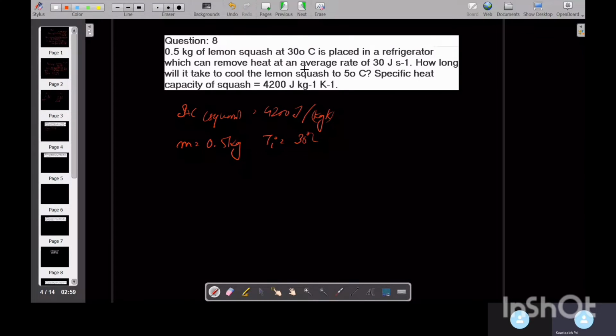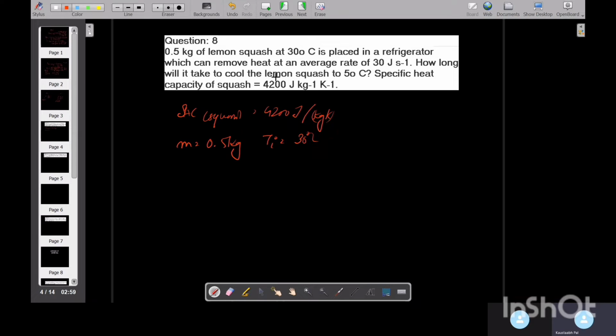Placed in a refrigerator which can remove heat at an average rate of this much. How long will it cool the squash to 5 degrees? So this 5 degrees Celsius is how much? This is final temperature. This is 5 degrees Celsius. Extremely sorry for the bad handwriting. So difference in temperature is how much? T final minus T initial, which is how much? 25. Okay, which is 25. So it is 25 delta T.